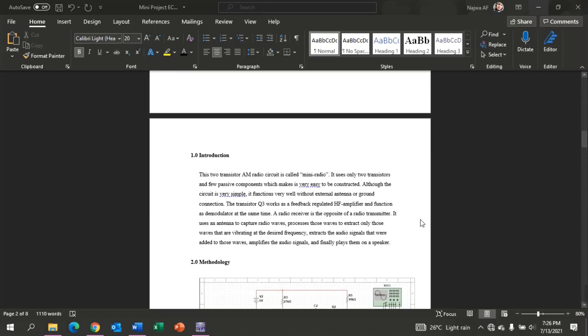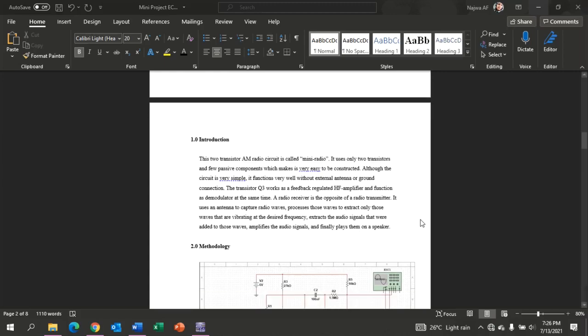This two transistor AM radio circuit is called mini radio. It uses only two transistors and a few passive components, which makes it very easy to construct. Although the circuit is very simple, it functions very well without external antenna or ground connection. The transistor Q3 works as a feedback regulated HF amplifier and functions as modulator at the same time.